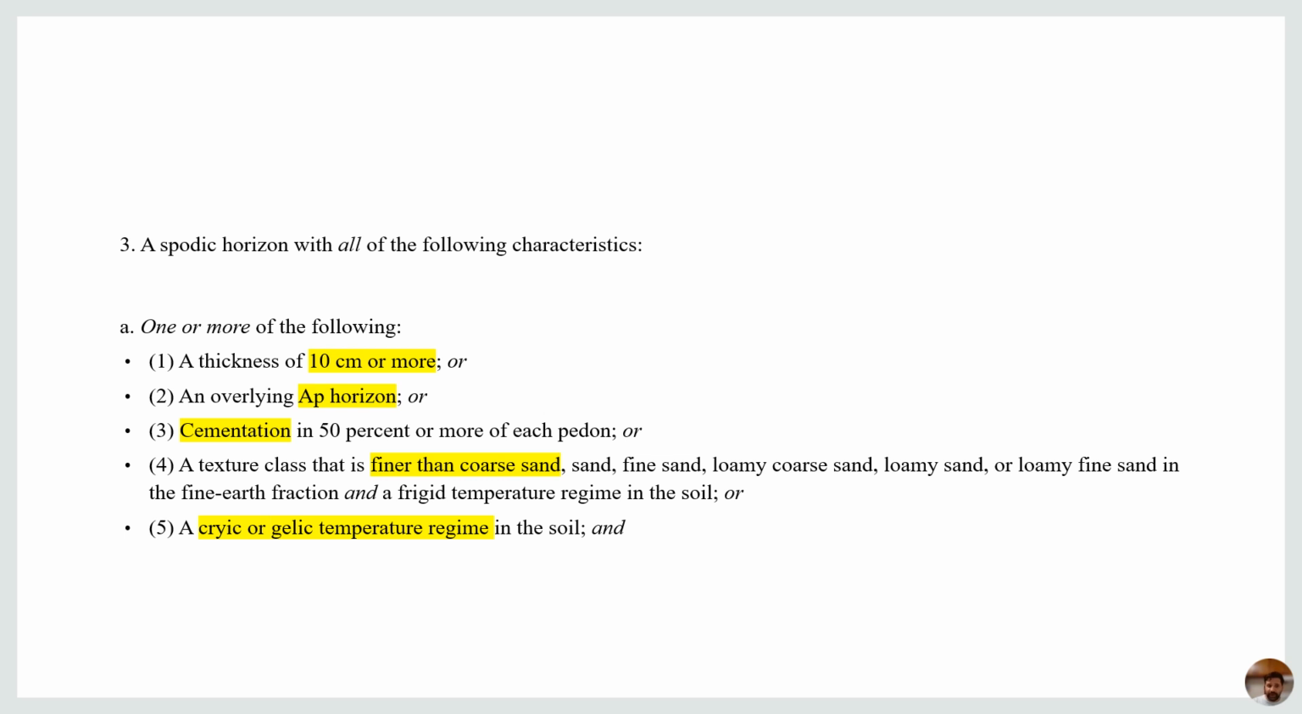Again, the cryic is that soil regime where we find temperatures that vary between 0 and 8 Celsius degrees, and I cannot find permafrost. And the gelic are those soils that possess an average annual temperature equal to or below 0 Celsius degrees.